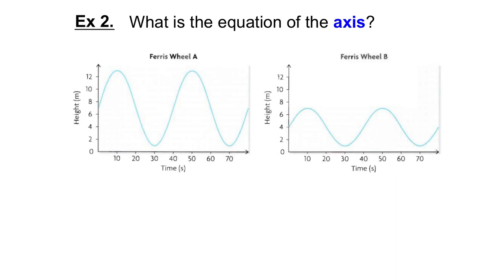Now we're sticking with the same Ferris wheels. These are the same graphs as in the last example, but this time, what is the equation of the axis? And then, once you have the equation of the axis, explain with context. So talk about what that equation of the axis means when we're talking about each Ferris wheel.